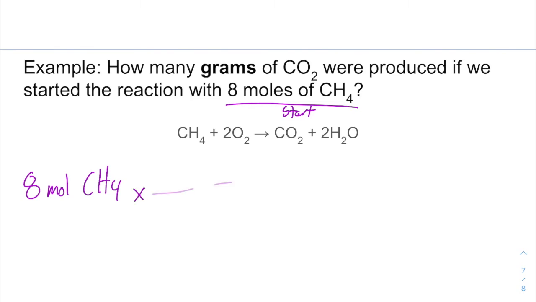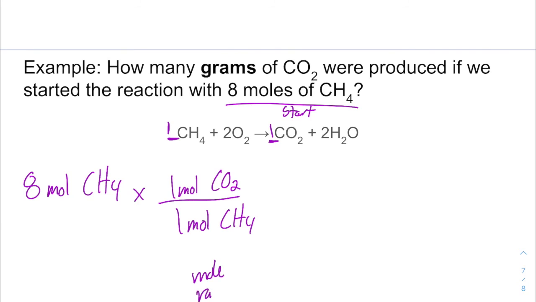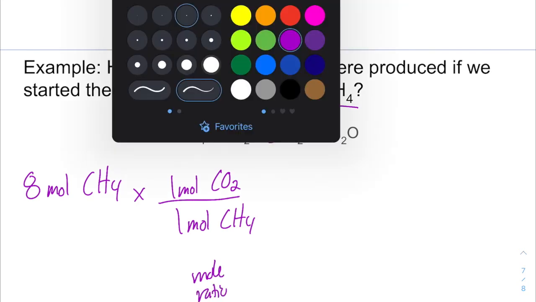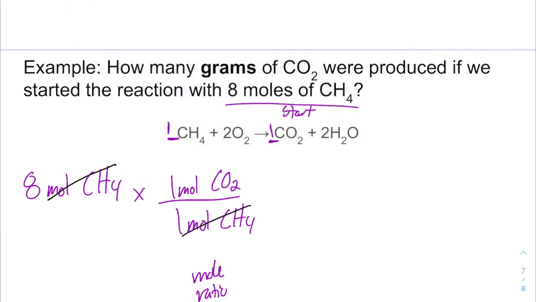I take a look at my equation. I see this has nothing in front, so that means it's just 1 mole CH4. And my CO2 also has nothing in front, so that's just going to be 1 mole of CO2. So now this is our mole ratio. And we're going to cancel our units. Mole CH4, mole CH4. Now we're at moles of CO2.